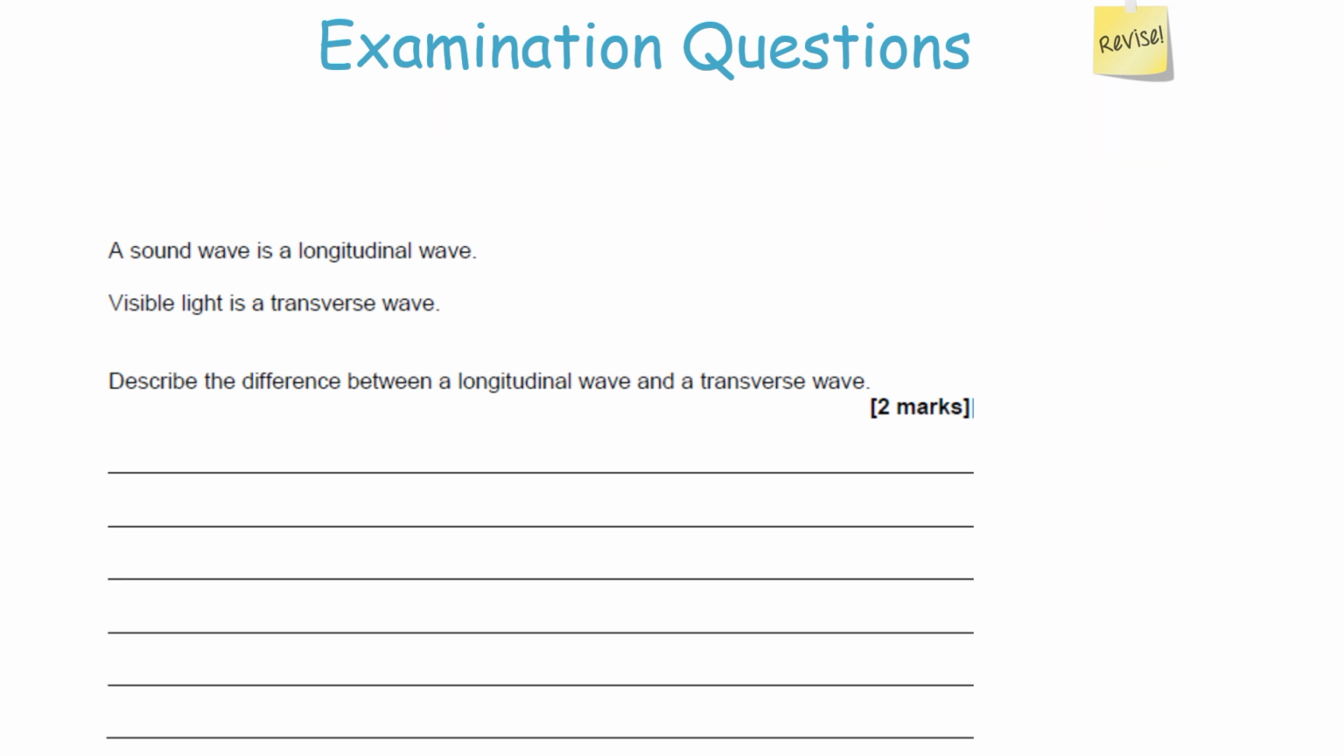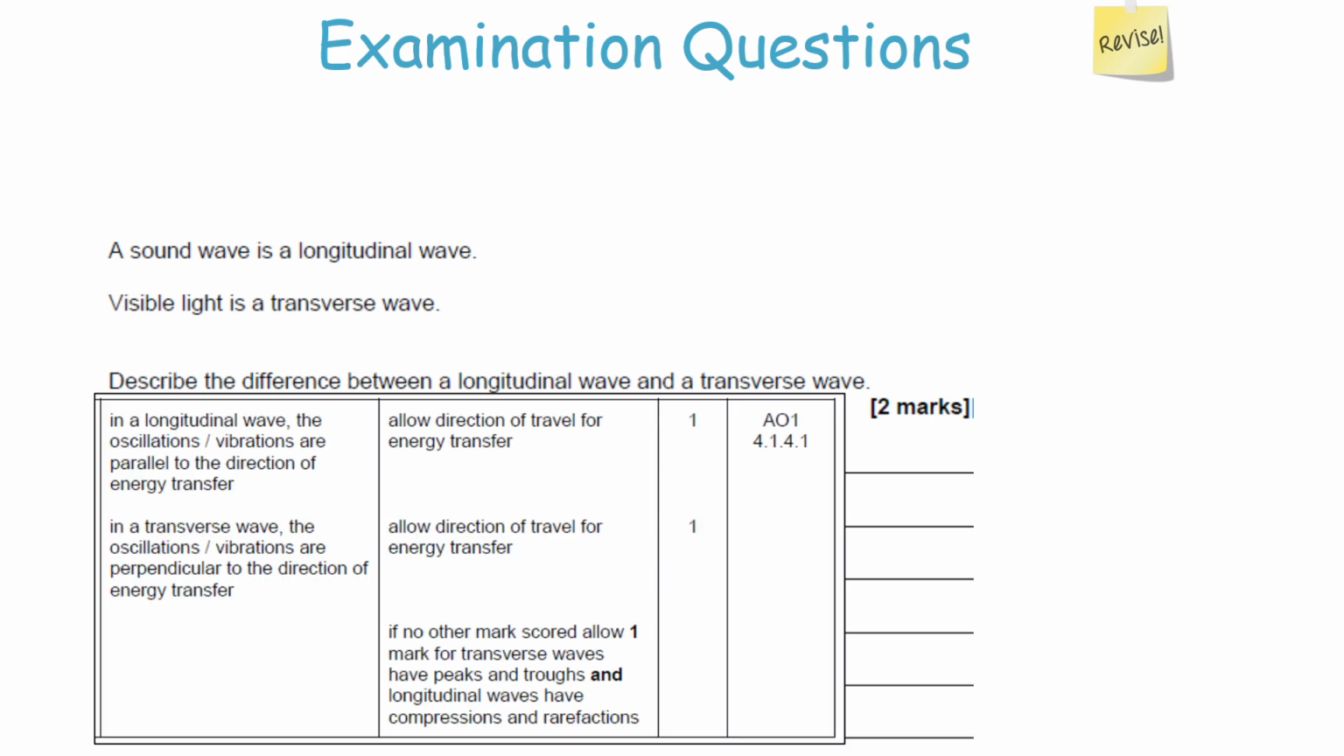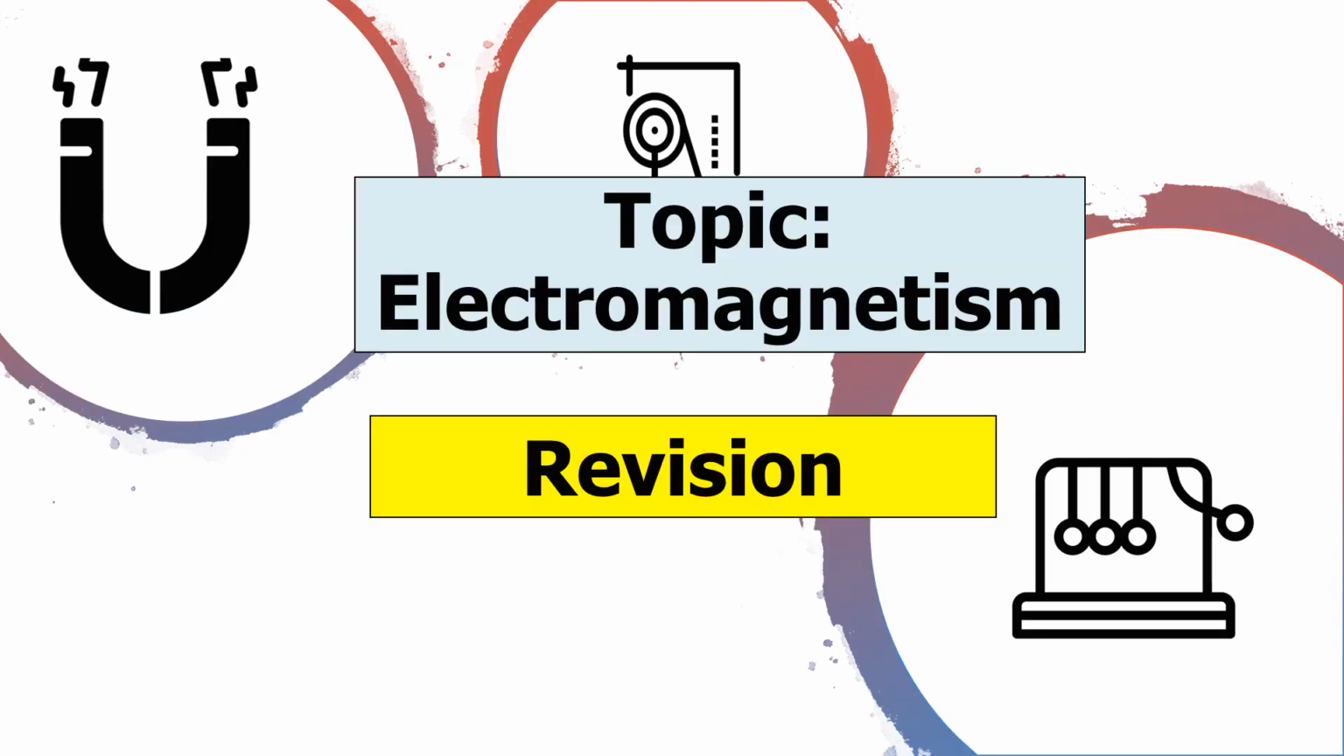Right, it's very important you learn the definition of these two types of wave. A longitudinal wave is when the oscillations of the wave are parallel to the direction of the energy transferred by the wave. Remember, any wave can be defined in terms of oscillations and energy transfers, because the definition of a wave is a mechanism which oscillates to allow energy to transfer. So a transverse wave is when the oscillations of the wave are perpendicular, at 90 degrees, to the direction of energy transfer. Let's now have a look at the topic of electromagnetism.